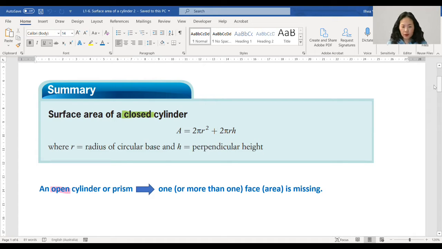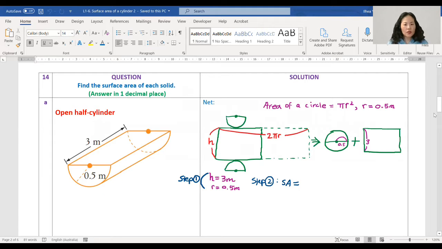But if it's an open cylinder, or even a prism, it just means one or more faces, which is the area, is missing. We are looking for the surface area of an open half cylinder, okay? But what does that really mean? It means if you've got a fully closed cylinder and you cut it in half, that's exactly what happened just here now. And then we're going to answer it in 1 decimal place.